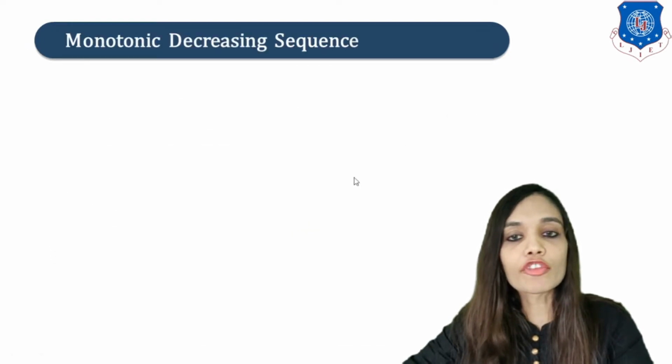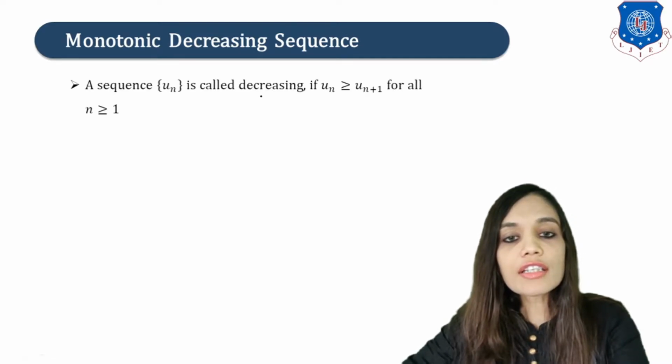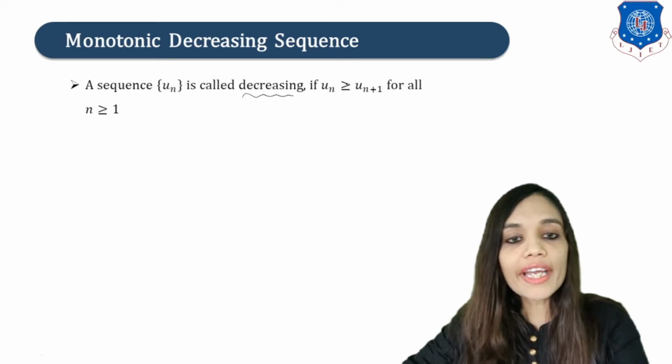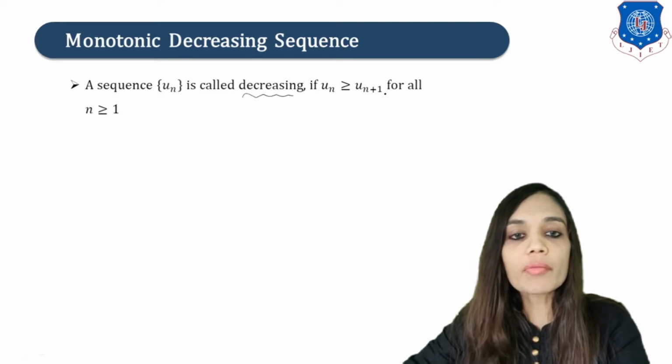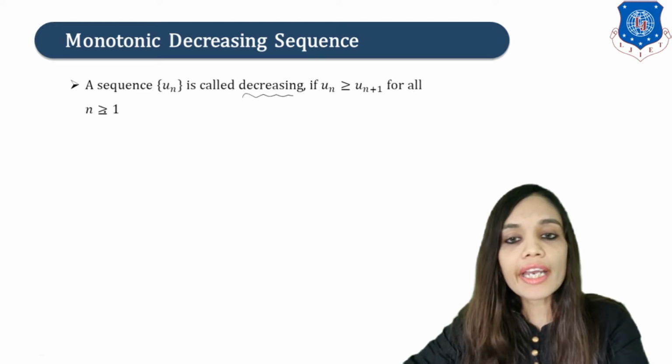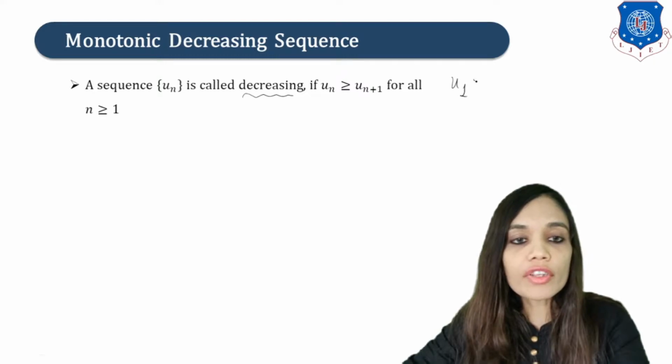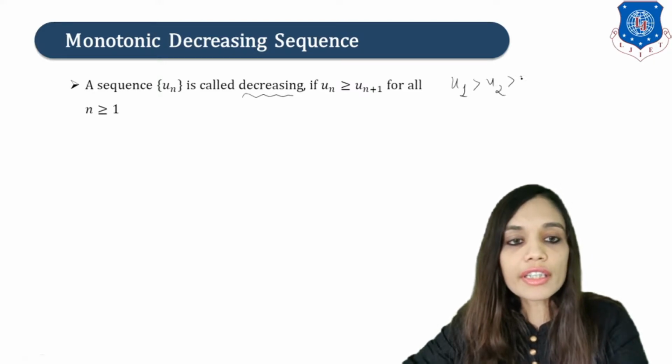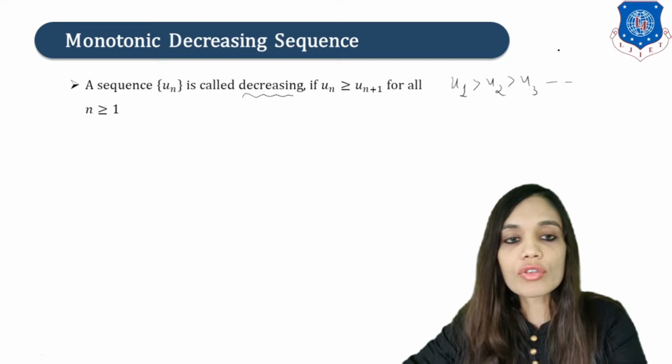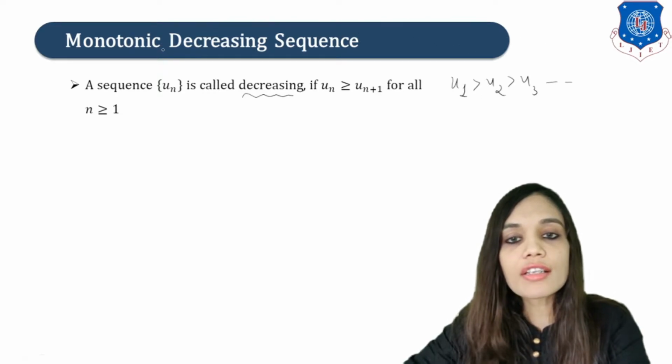Now let's see the definition of a monotonic decreasing sequence. A sequence Un is called monotonically decreasing if Un is greater than or equal to Un+1 for all n greater than or equal to 1. That is, U1 will be greater than U2, greater than U3 and so on. Such types of sequences are known as monotonic decreasing sequences.